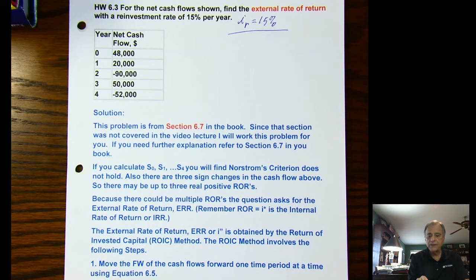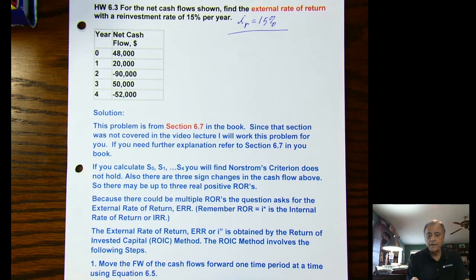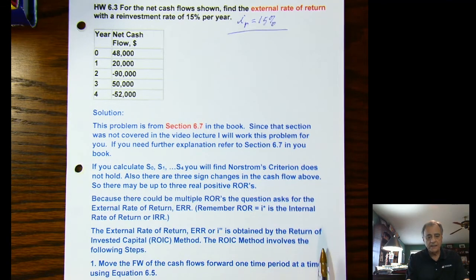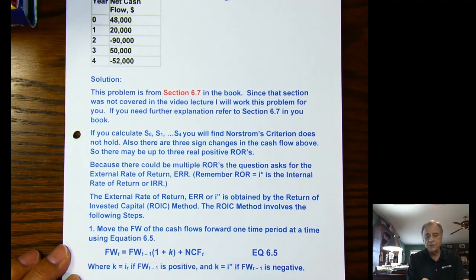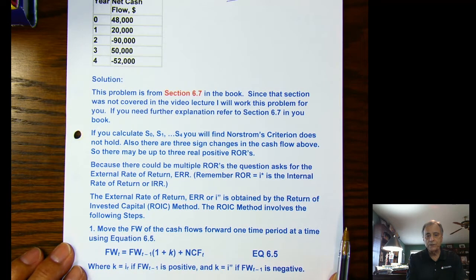plus the net cash flow at time t, where K equals I sub r if the future value here is positive. This is a known value. We were given that. And K equals I double prime, the unknown value, if the future value at time t minus 1 is negative. And then the second part of that is to set the future value at time n equal to 0 and solve for I double prime. So that's basically what we're going to do.